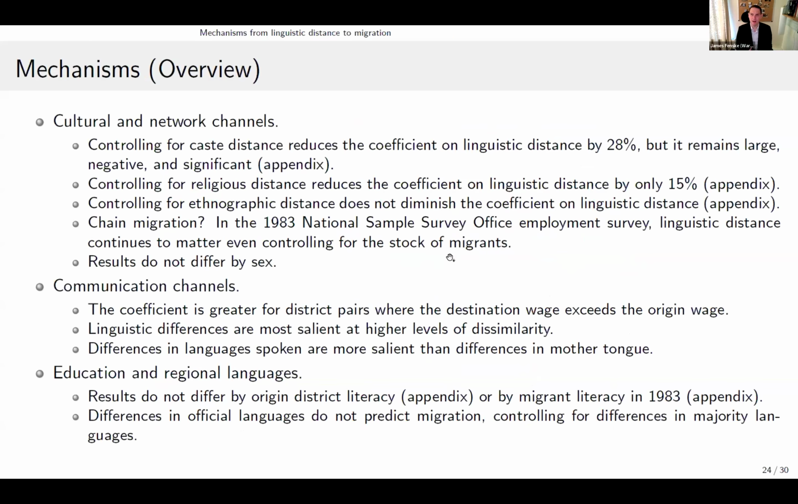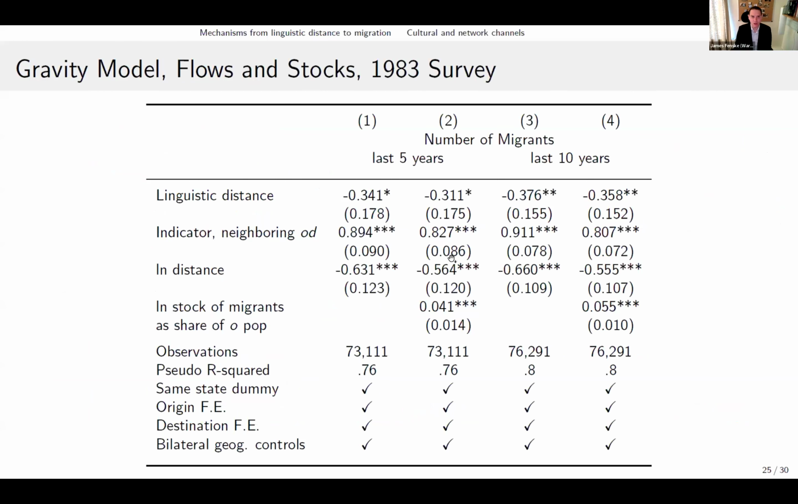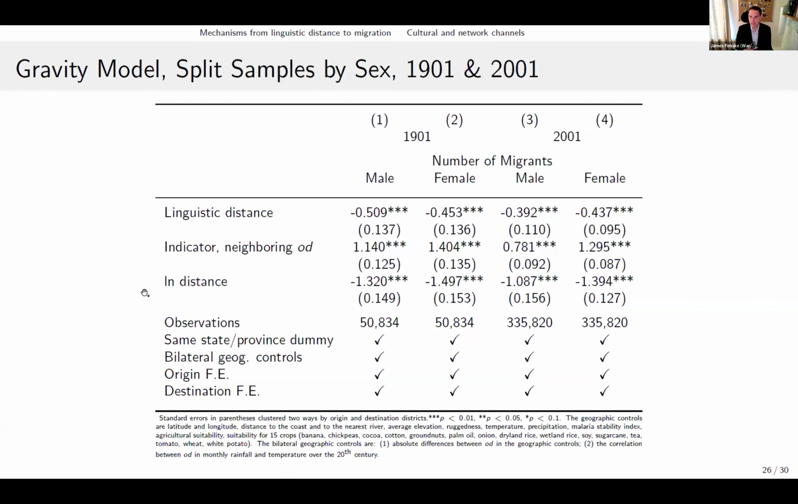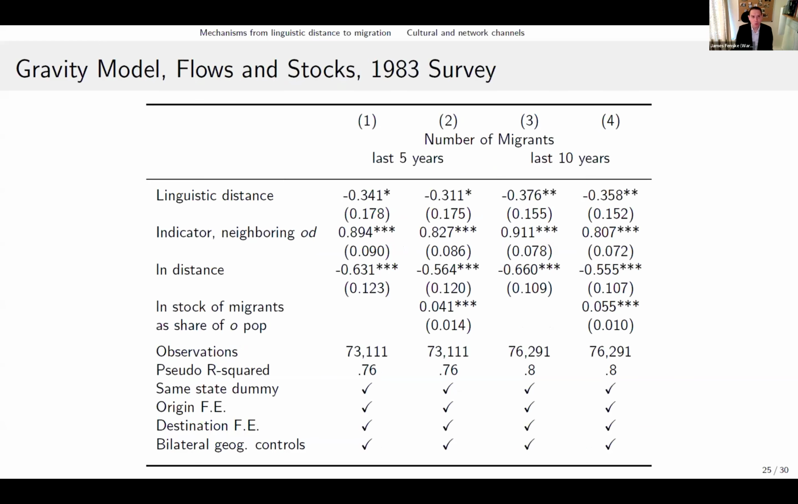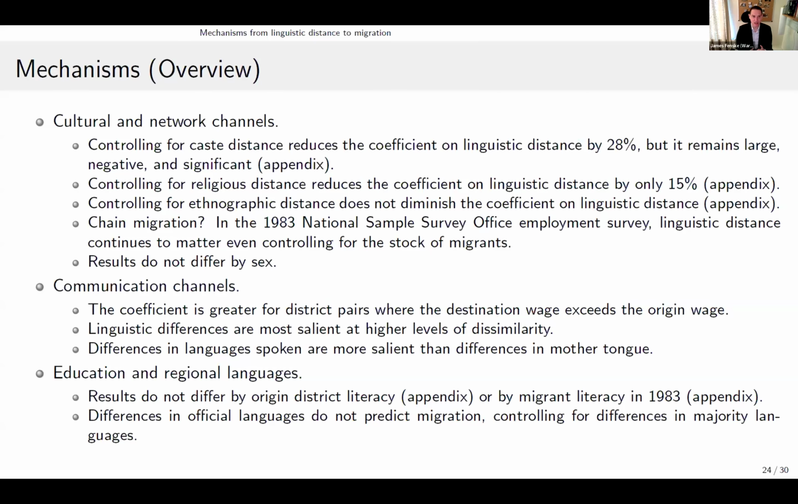Could this all be about migration for marriage? I won't move where I can't find a husband that speaks my language. We don't think that's what's driving it, because if we were to break up the results by sex and do this in 1901 or 2001 for male migrants or for female migrants, you get really similar coefficients in the male sample and in the female sample. So we don't think that's what's driving it. What we think is driving this is things like the actual ability to communicate.